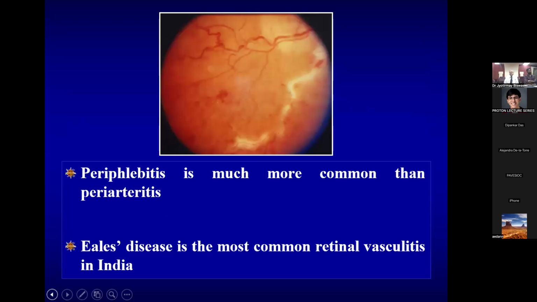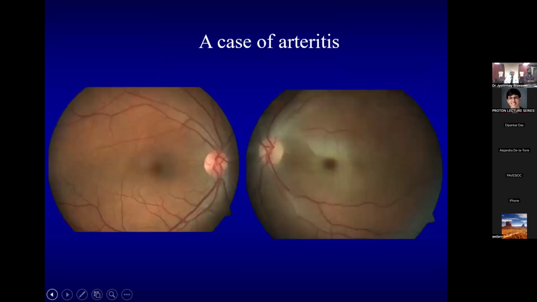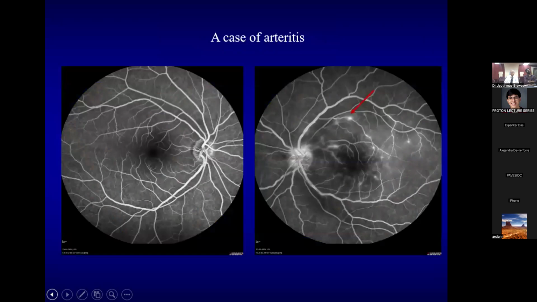Periphlebitis, that's the inflammation of the veins, is much more common than periarteritis. And in our country, as I mentioned earlier, Eales disease, a term used after Henry Eales, is the most common retinal vasculitis in India. A case of arteritis, I will begin with that one, as the whitening of the retina is seen. But if you see the fluorescein angiogram, you can see the patchy arteritis is present.